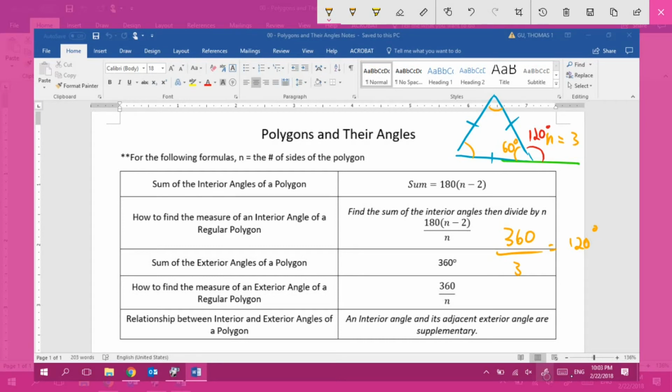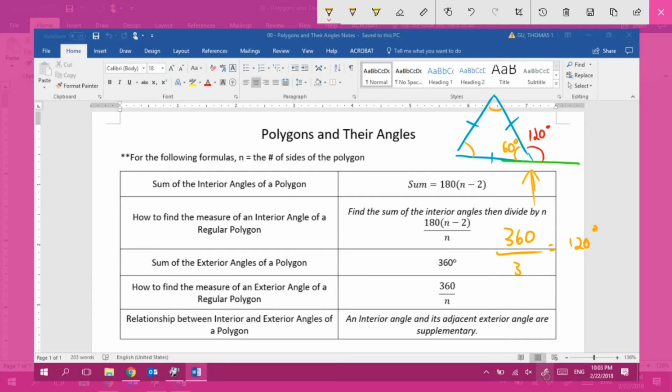Okay, so finally, in the last step, it says the relationship between the interior and exterior angles of a polygon. An interior angle and its adjacent, that means the one that's right next to it. Adjacent means right next to. Its adjacent exterior angle are supplementary. That means adds to 180. And as you can see, that's how we've already defined it in all these pictures so far. Look at this. The exterior angle right here, plus the interior angle, they always add up to 180. So the 60 plus 120, that equals 180.